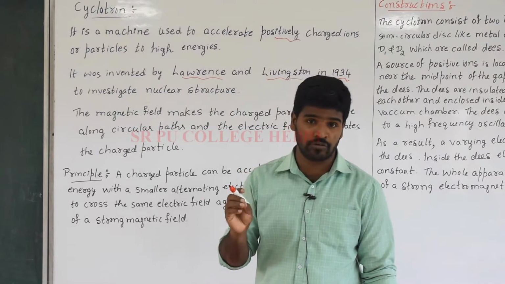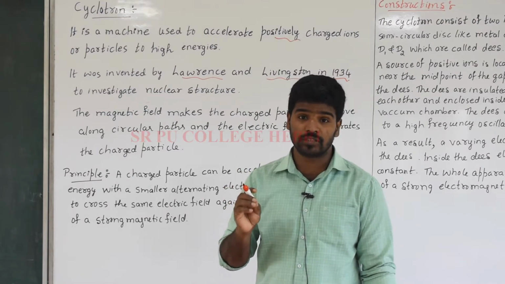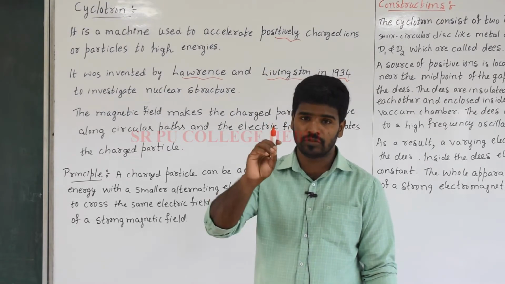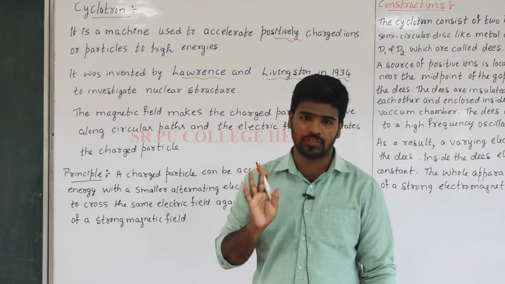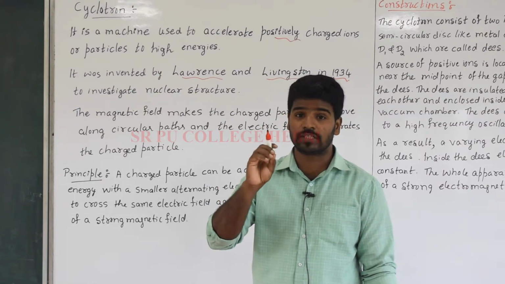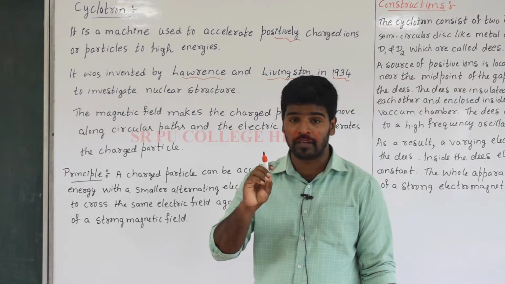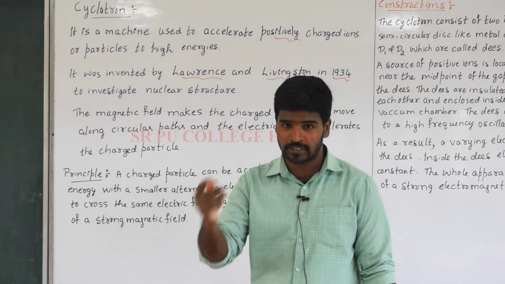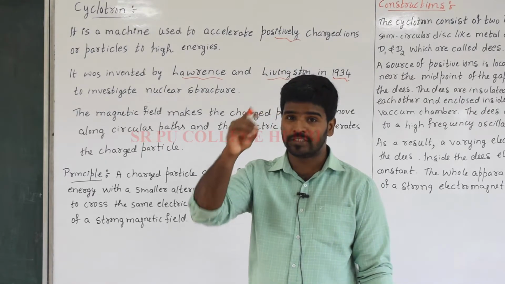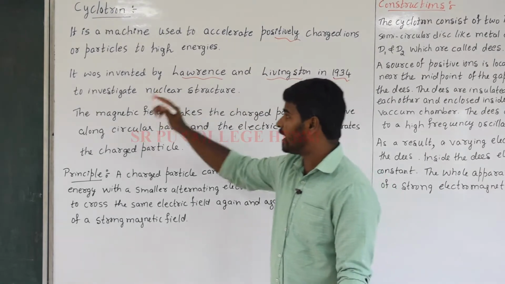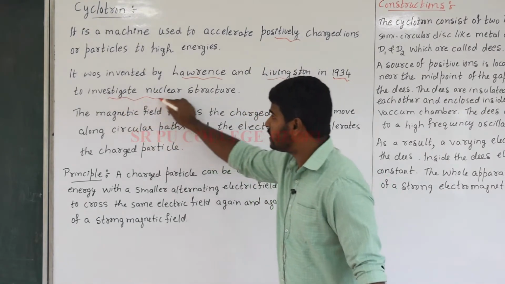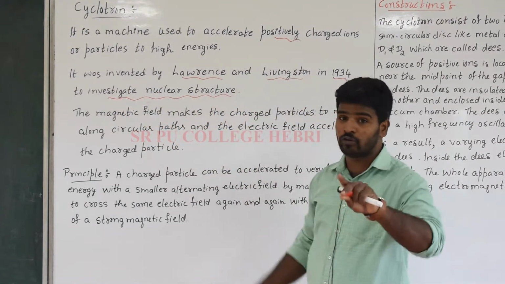2 mark important question. What are the uses of a cyclotron? The first use, the definition itself is the use. Cyclotron is used to accelerate positively charged particles in order to get high energies. That is the first use. The definition itself is one of the applications. The second one, it is used to investigate the nuclear structure, for a 2 mark question.